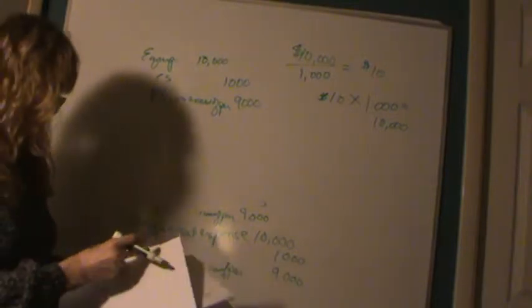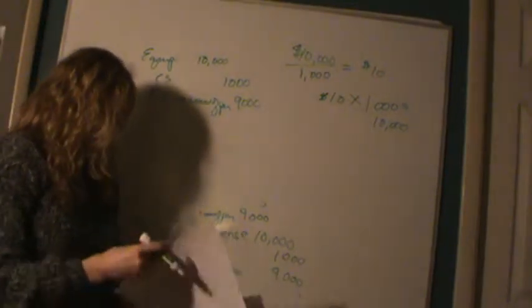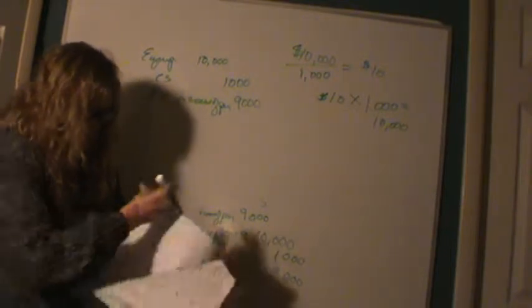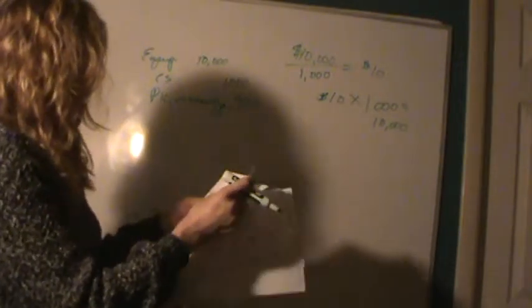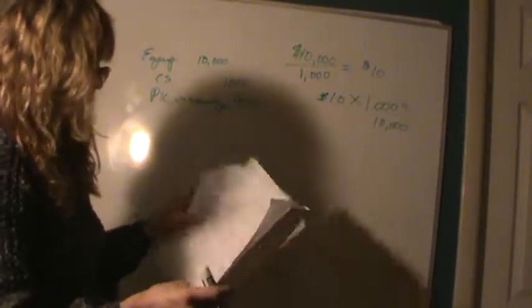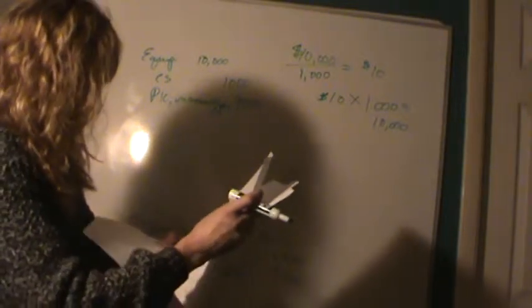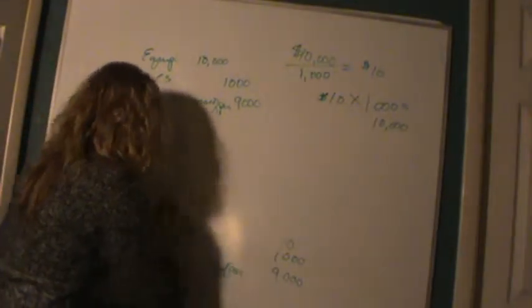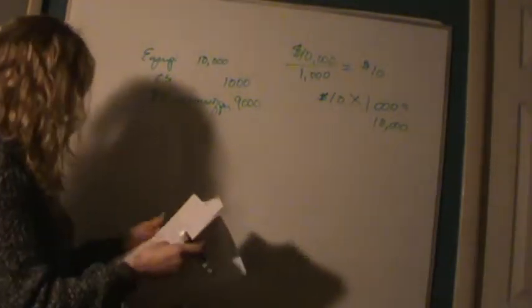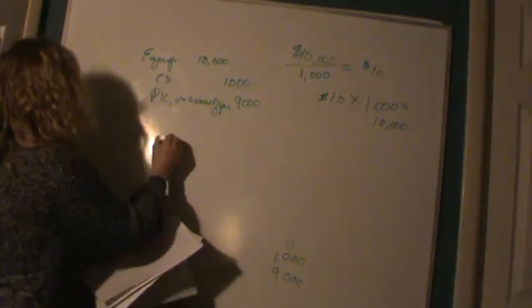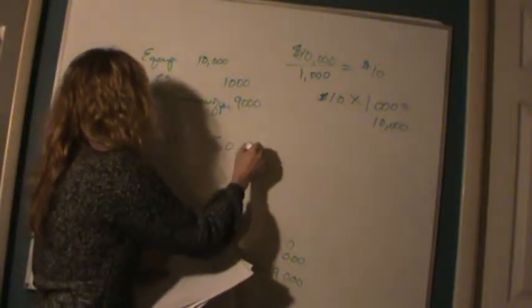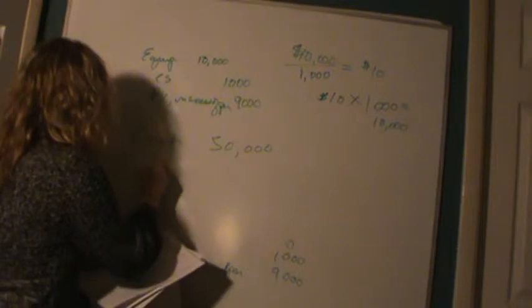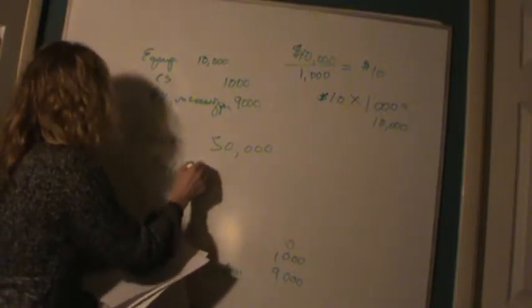Last one is preferred stock. So in this case, Bob Company issues 1,000 shares of $50 par value preferred stock for cash at $60 per share. So what I'm receiving here is cash for $50 per share times 1,000 shares, that's going to be $50,000. I'm going to debit my cash. I'm going to credit preferred stock for the par value.